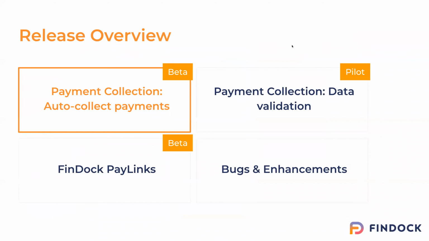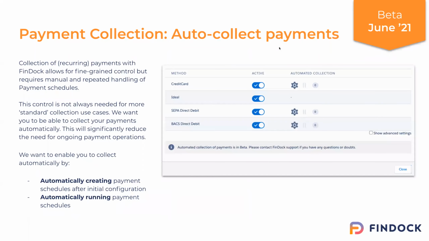Let's start with autocollect. So our autocollect functionality has the purpose to make sure that you set up and configure your recurring payment schedules once, and then we run for you and collect for you in the background automatically. So you can say to us, I want to collect either daily or, for example, every 21st of the month. And then we do that for you perpetually until you change the settings, obviously.